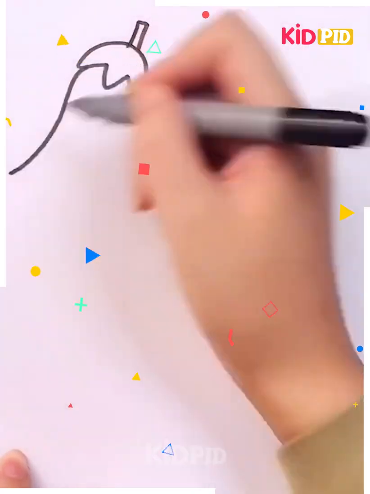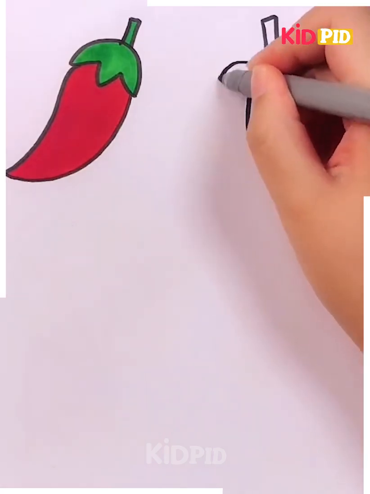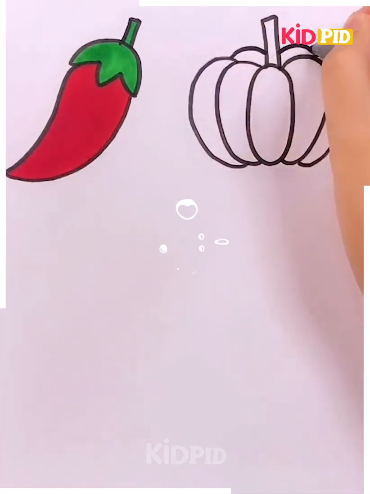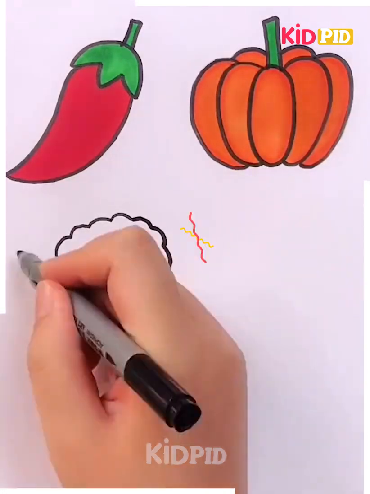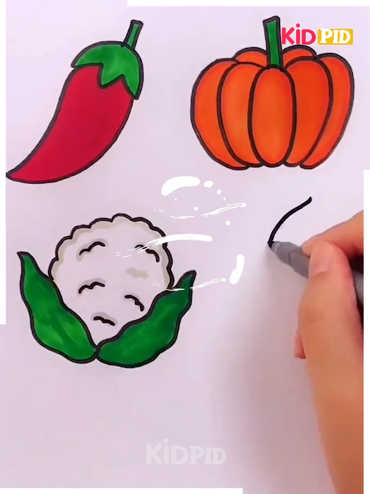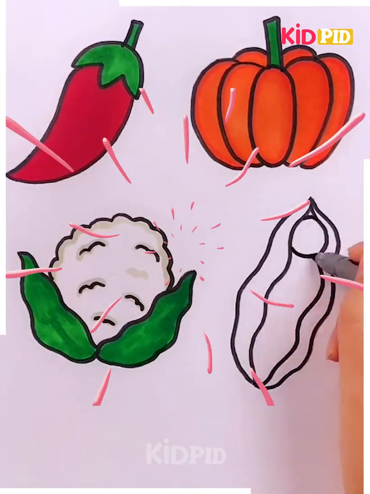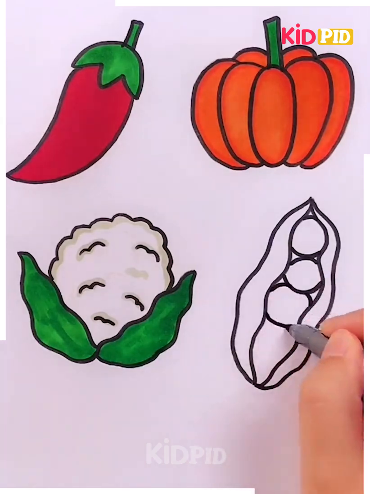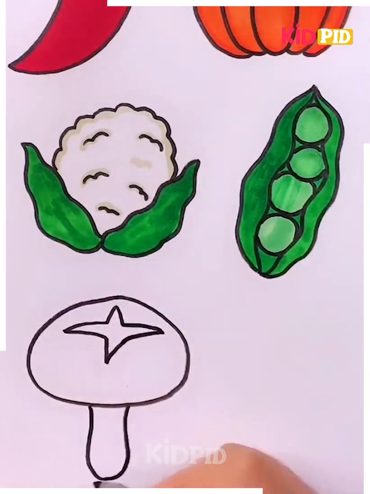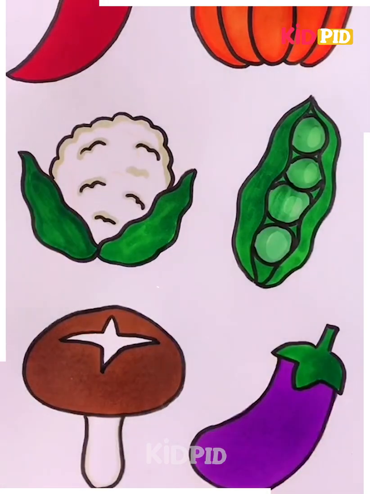Let's move on. So here I'm drawing a chili, shading them with red and green, and next I'm drawing a pumpkin and then shading with orange. Let's move on. Here again I'm drawing a cabbage, with the green leaf and the white, and then I'm drawing peas and shading them with green sketch, and then I'm drawing a mushroom and sketching them with brown color, and the brinjal sketching them with purple.